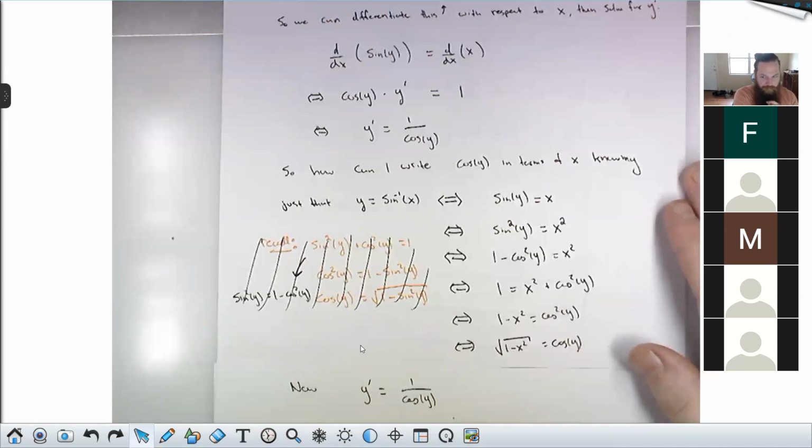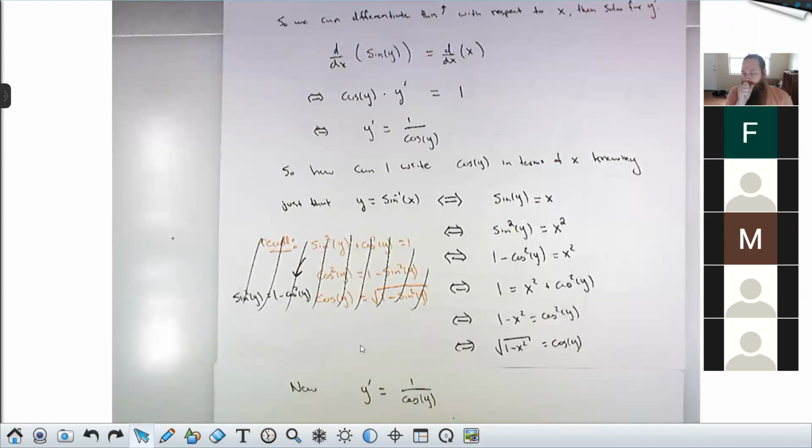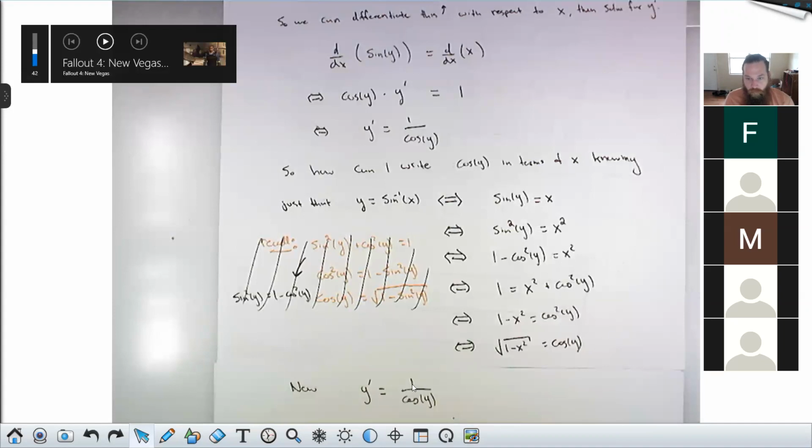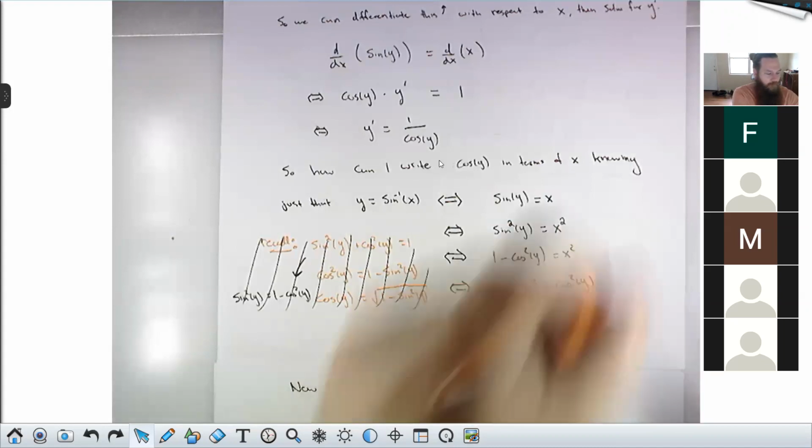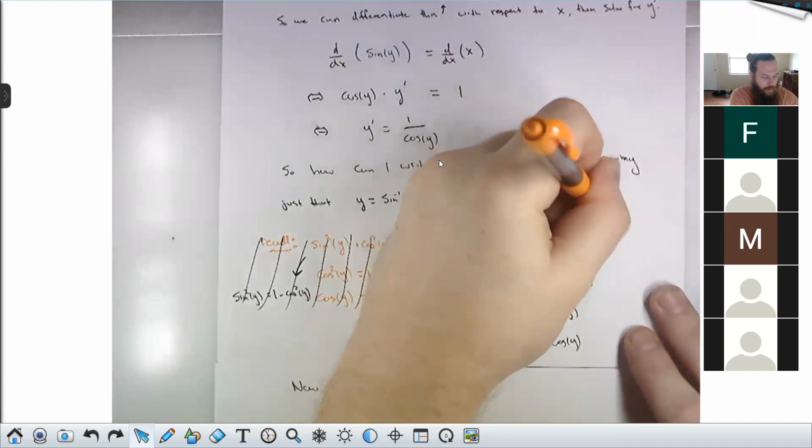Sorry, I have a quick question. Yeah, Robert. Sin x squared equals x squared. Where do you get the squares? I took this equation here. Yep, I squared both sides. Oh, you just threw a square in there? Yep, so here to here I square both sides.